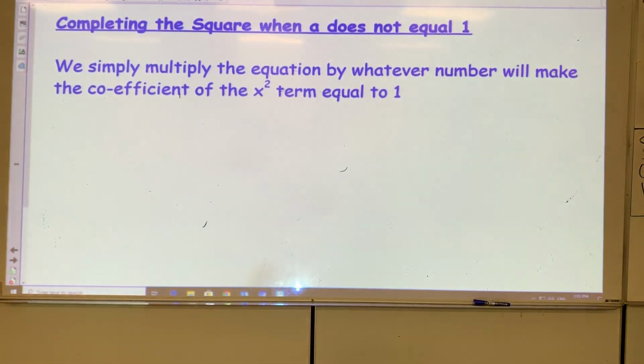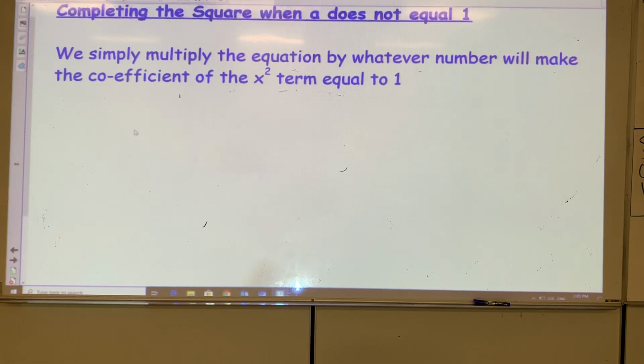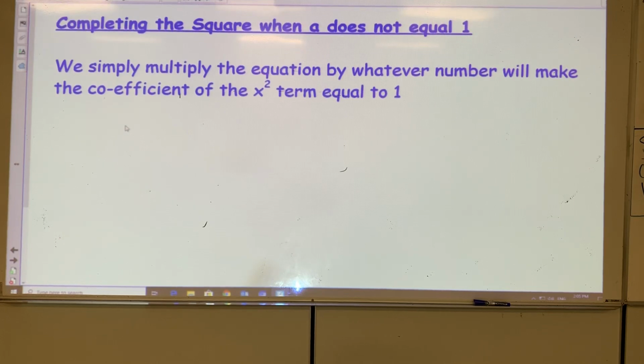We simply multiply the equation by whatever number. Yeah, that's one way of doing it. You can multiply both sides by some number to make the a term equal to 1. You can pull it out like I was saying before. As long as you do the same thing to both sides of the equation, you're okay, right?